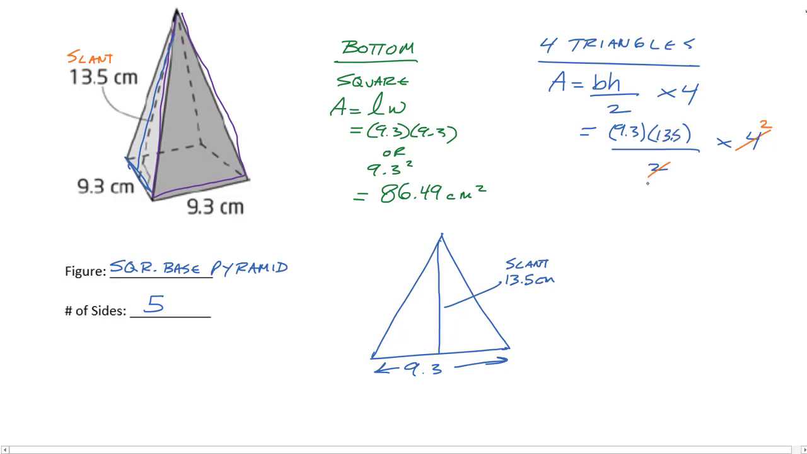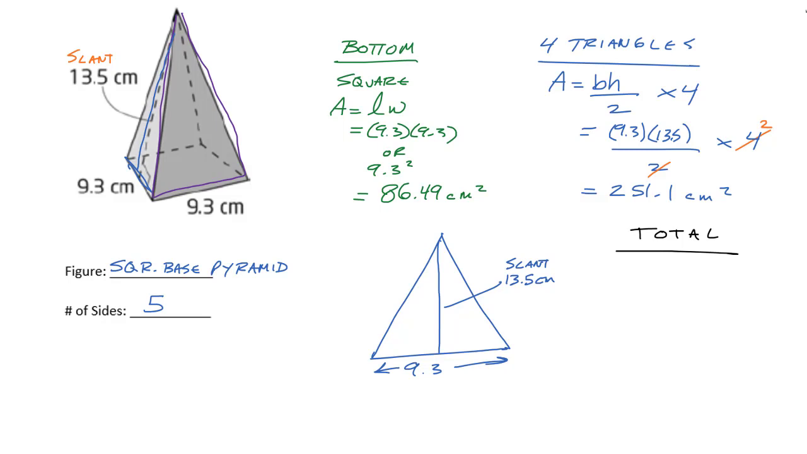All right, so now it's just calculator time. What's 9.3 times 13.5 divided by 2 times 4? All right, and I got 251.1 exactly centimeters squared. All right, so all we got to do is add it together. I got 4 triangles plus my bottom, right? Now be careful, when you're doing questions that involve pyramids, it's often that you don't include the bottom. That's the other thing I've got to warn you about.